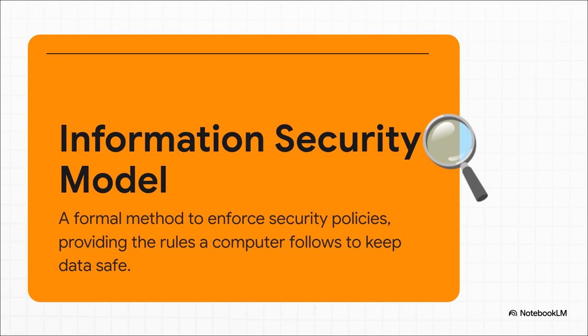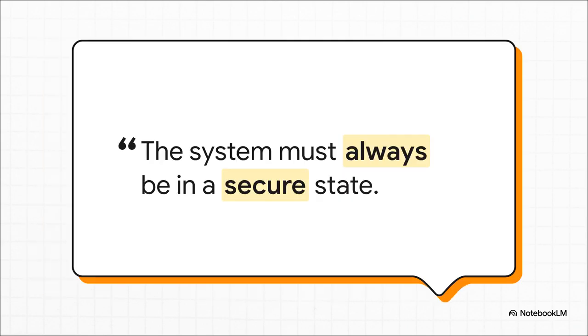Here's a good way to think about it. It's the difference between a flimsy keep-out sign and a locked, reinforced steel door. And this really gets to the core idea, which comes from something called the state machine model. The guiding principle is this: the system must always be in a secure state. The whole goal is to make sure that no matter what you do, the system never, ever slips into an insecure state. It's kind of like a game of chess, right? As long as every single move you make is legal, the game itself stays valid and fair.